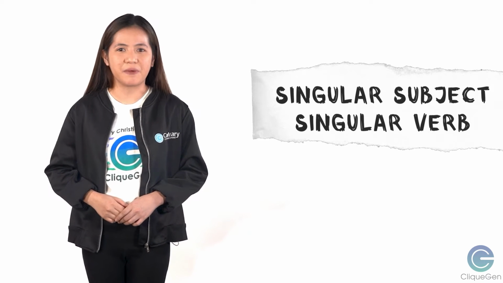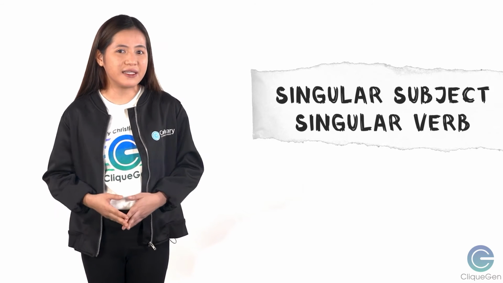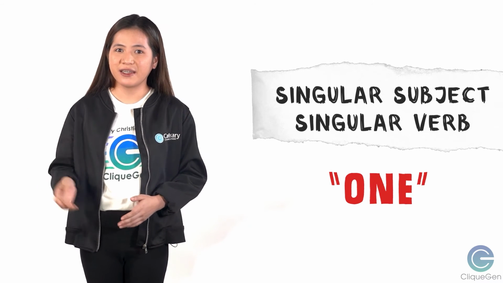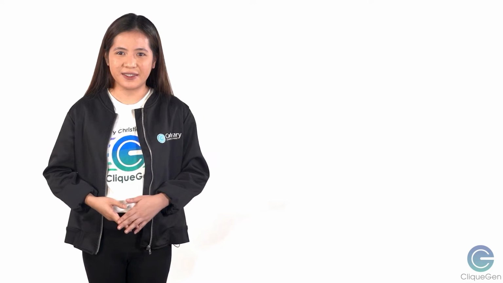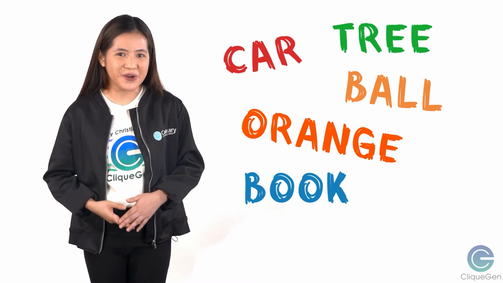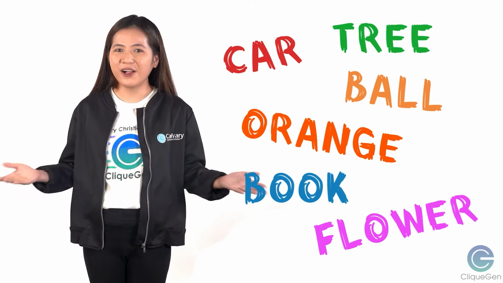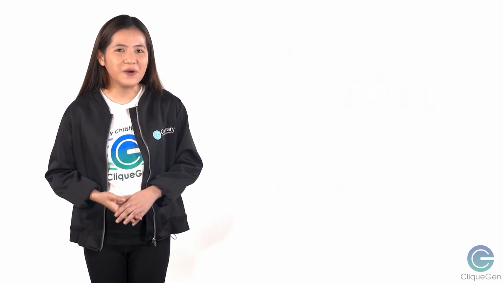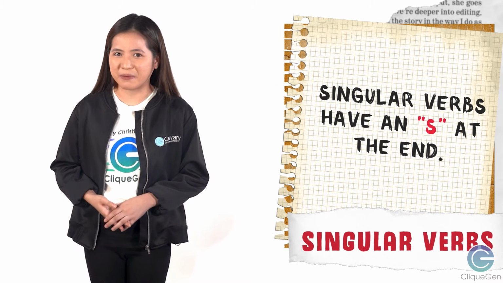We first need to remember that singular means there's only one of it. Here are some examples: car, tree, ball, orange, book, and flower. They're all singular nouns. Now, what about for singular verbs?